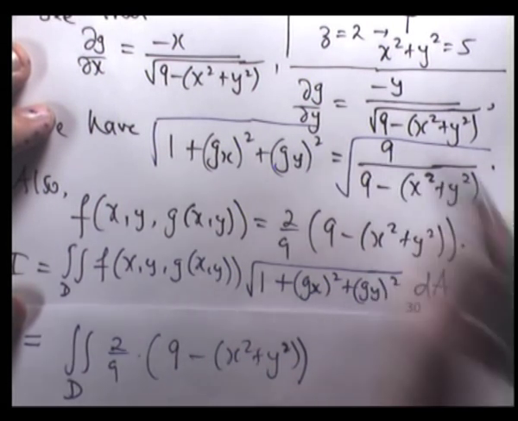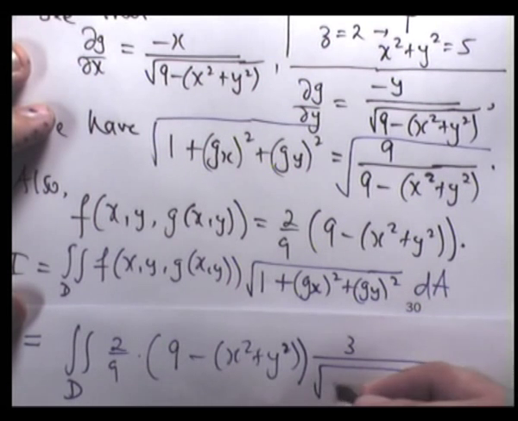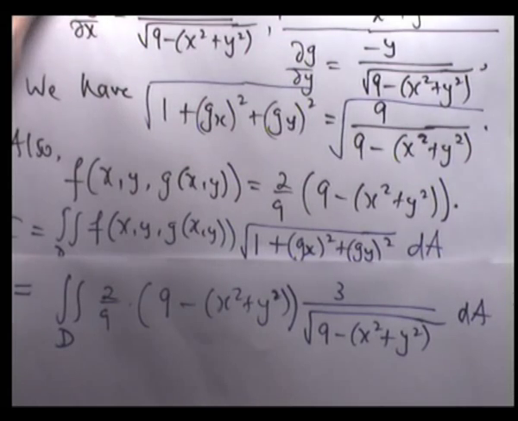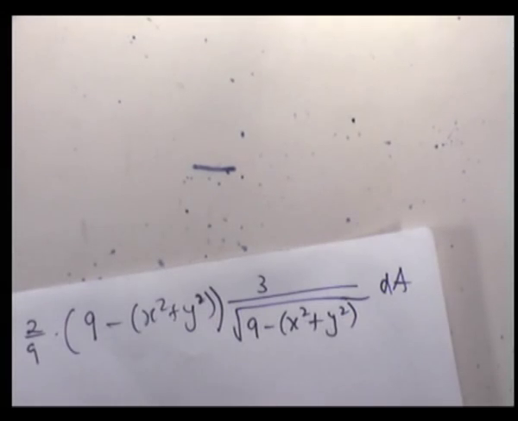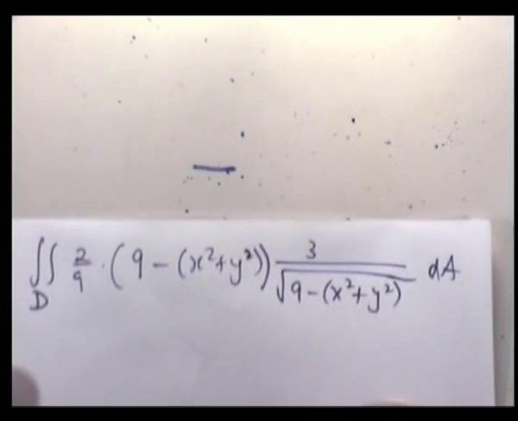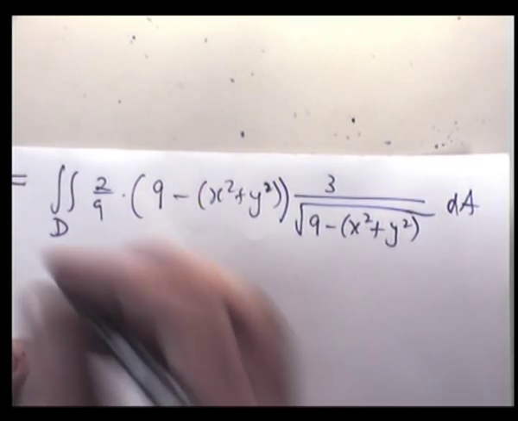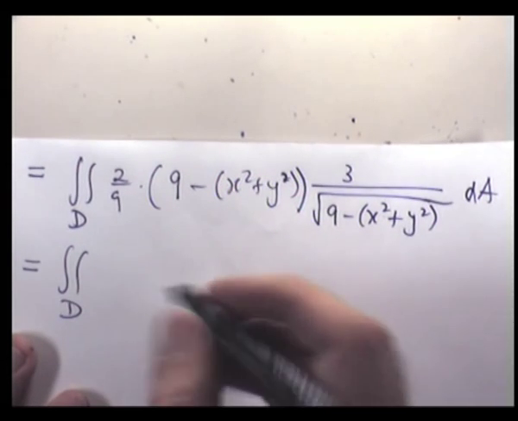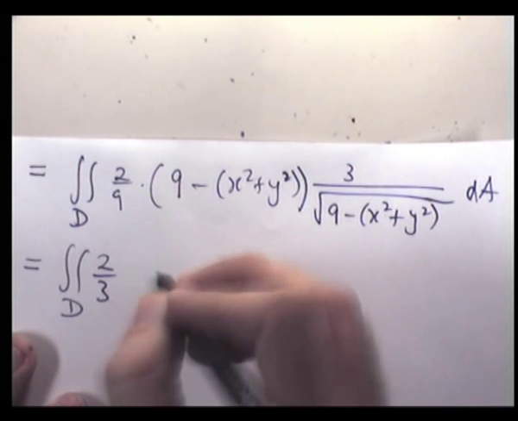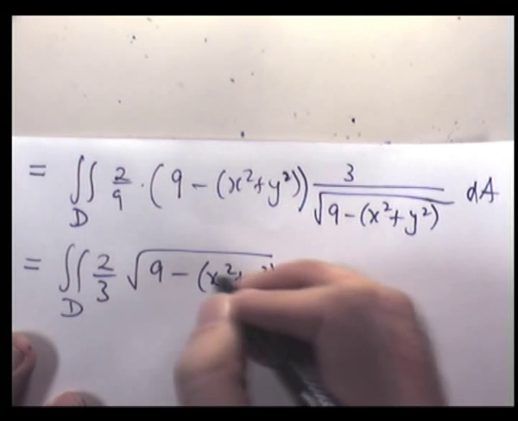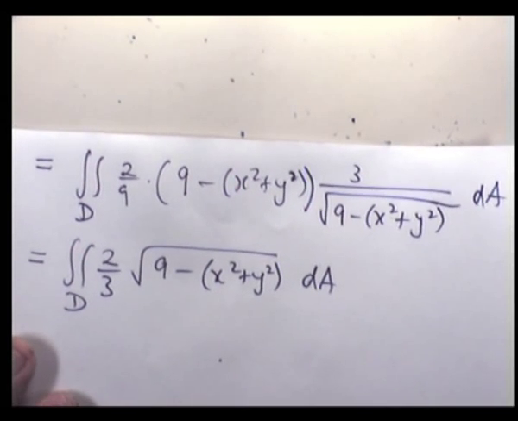So that's going to go to a 3. All right, so you can see now we're going to get some nice cancellation going on. So what are we going to get? We're going to get something like 2/3 times the root of 9 minus x squared plus y squared.